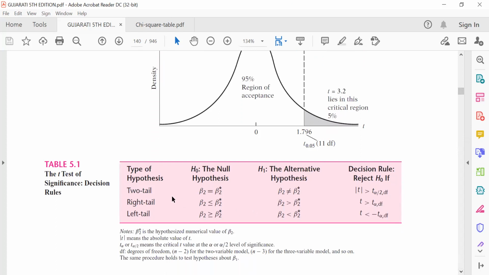Okay, decision rule here. We reject the null if the absolute value of t is greater than the critical t level. If we use a two-tail test, this is the rule. For the right tail, this is the rule, and for the left tail, this is the rule.